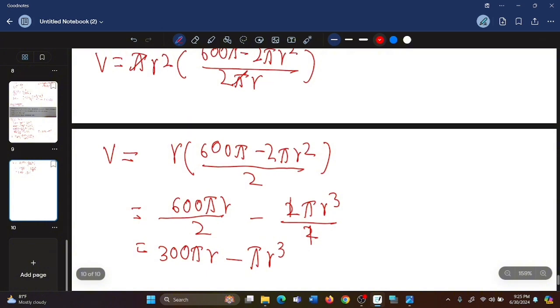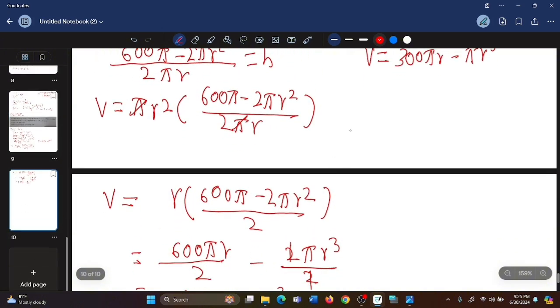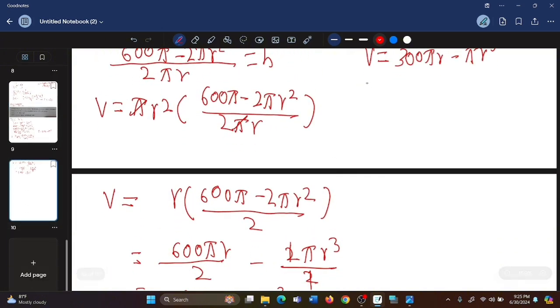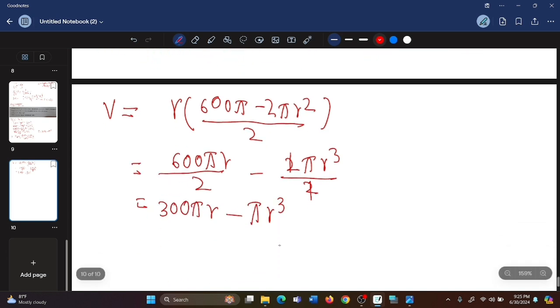So let's see if we found it. Yes, we were told to show this equation, and we succeeded in showing it. So let's write "shown". We were asked to show that the volume of the cylinder would obey this equation. So we have shown it, and we are done with part A. Let's go to part B.